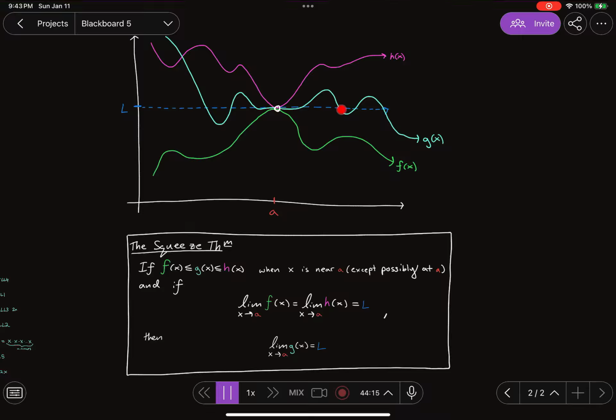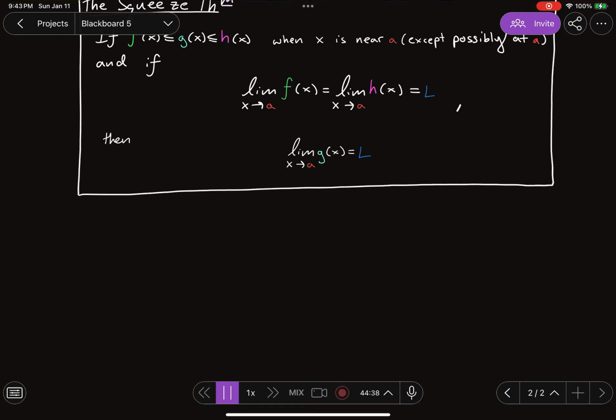And since g of x is necessarily sandwiched between them when x is near a, then g of x has nowhere to go, and indeed, as the picture kind of shows, the limit of g of x as x approaches a also must be L. So I have it all right here. Let's prove this rigorously. Let me hop into it.